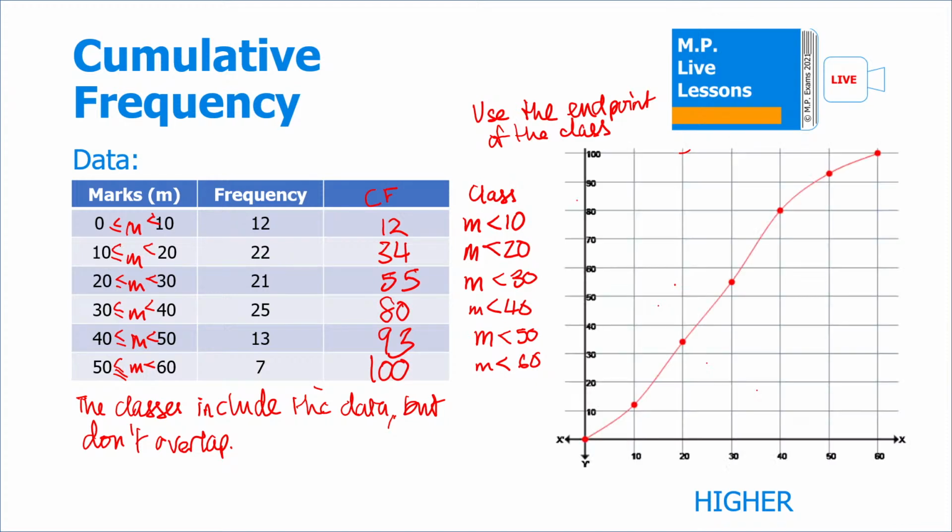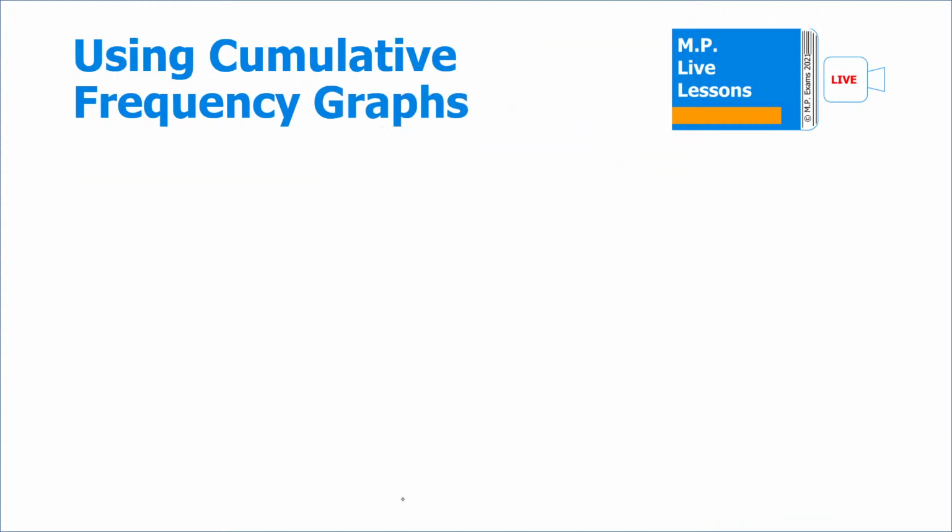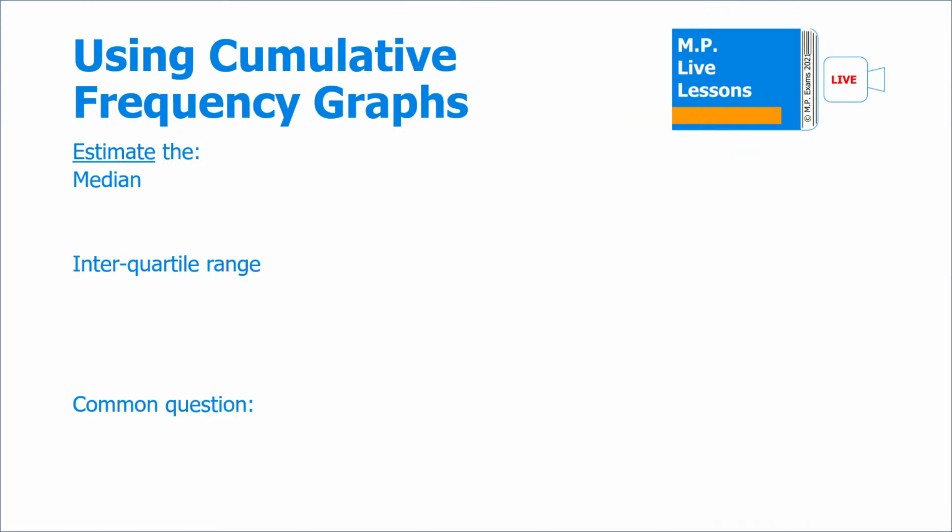Now what you'd get is either a little dot to dot curve like this, or if it asks for a curve, you may have to draw a smooth curve, which will pretty much look similar anyway. And then you'd use this to estimate things like the median, interquartile range, and a common question would be, this is why your answers to A and B are estimates.